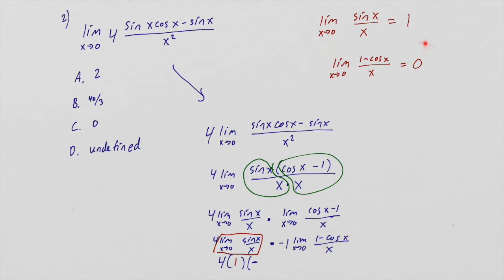Look at that, 1 minus cosine x over x. That's convenient there as well. And that ends up just being 0. And negative 0, 0 doesn't matter. 4 times 1 times 0 is and will always be 0. Thus we go up here. Our answer is C, 0.